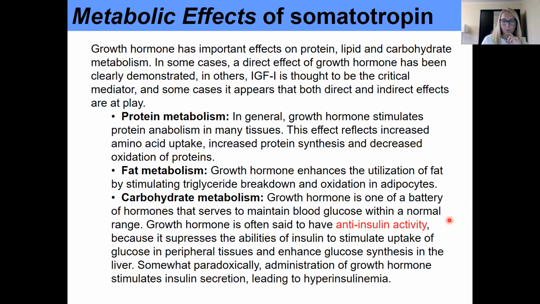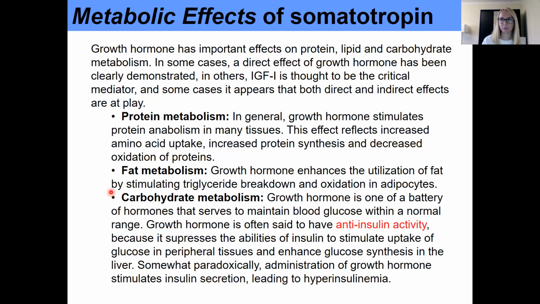So growth hormone affects all types of metabolism: protein metabolism, fat metabolism, and carbohydrate metabolism. In general, growth hormone stimulates protein anabolism in many tissues. This effect reflects increased amino acid uptake, increased protein synthesis, and decreased oxidation of proteins.